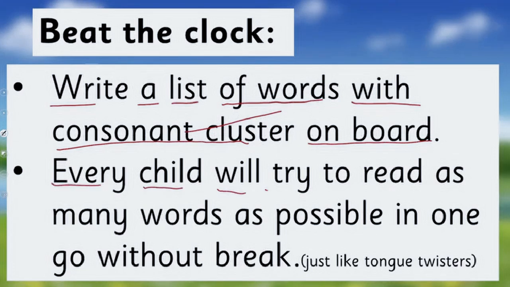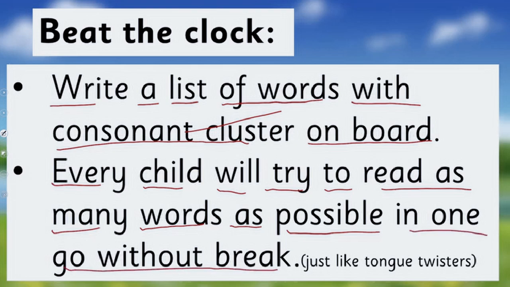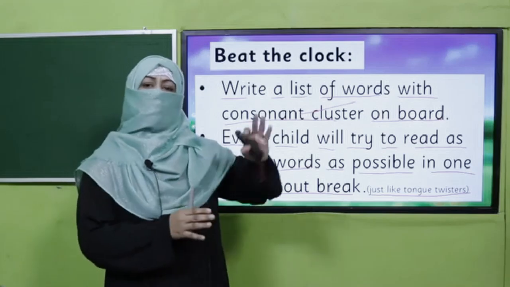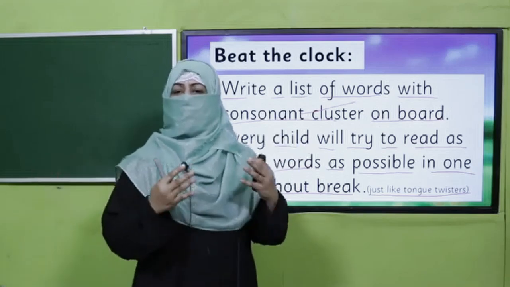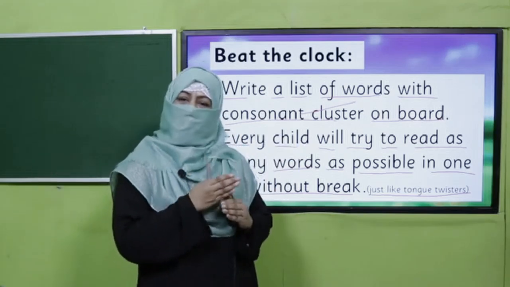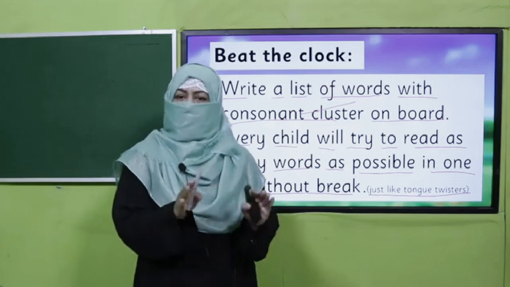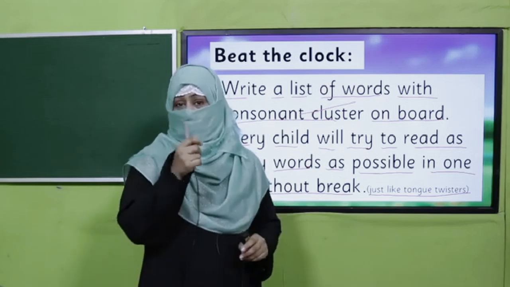Every child will try to read as many words as possible in one go without a break, just like tongue twisters. Okay, you will write the consonant cluster words on the board. A child will come and start reading, and wherever the child breaks or stops, it means his turn is over. So let's see who wins.